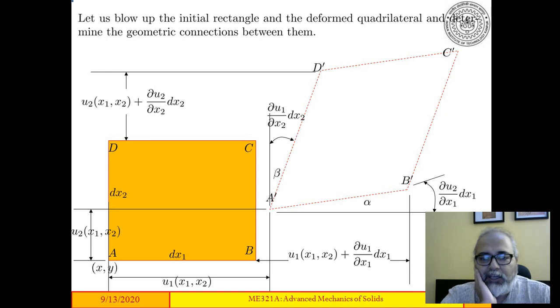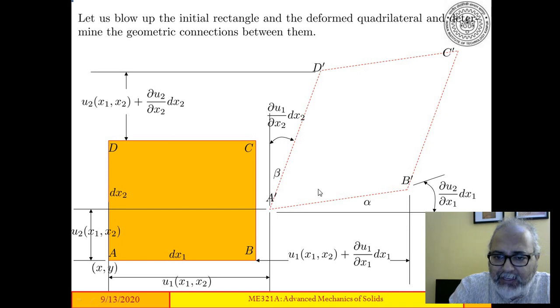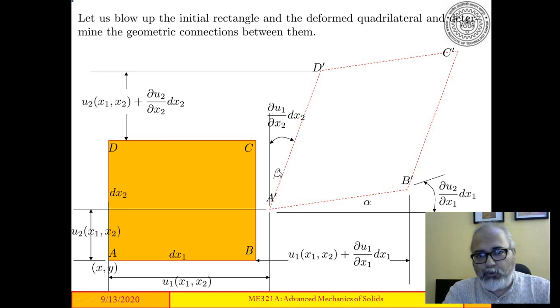Now, if you look at this a little harder, we can call this angle alpha. So the angle alpha would be this length. This, remember, is the difference in u2 between A and B, and this is the difference in u1 between A and D. So this divided by this height would give you alpha, and this divided by this distance here would give you beta.